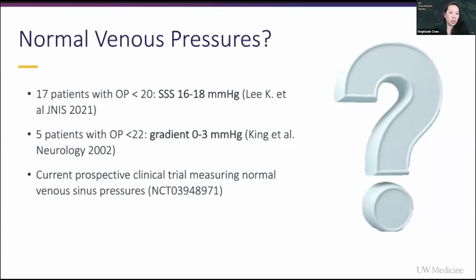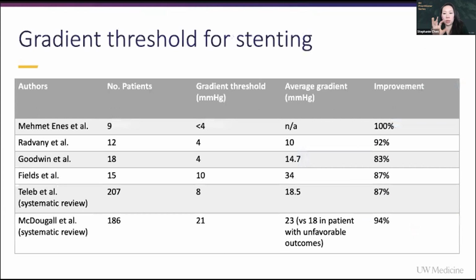And the thought is that a normal pressure in these small studies is between 16 and 18 in the superior sagittal sinus, and a gradient is between 0 and 3 in normal patients. However, we really don't know what's normal and what influences the gradients and the absolute pressure. And so there's actually a current prospective clinical trial measuring normal venous sinus pressures. What we do know is when things seem really pathologically high.